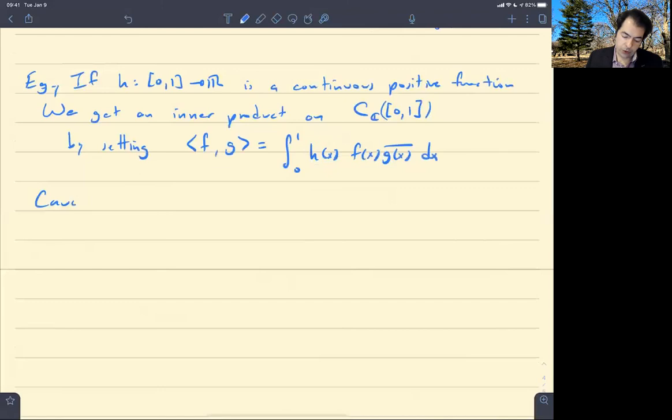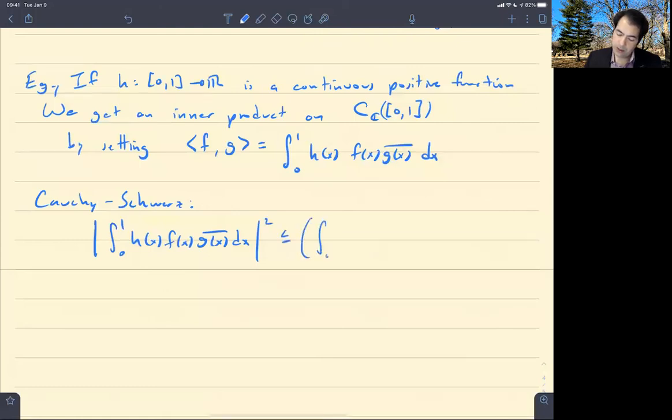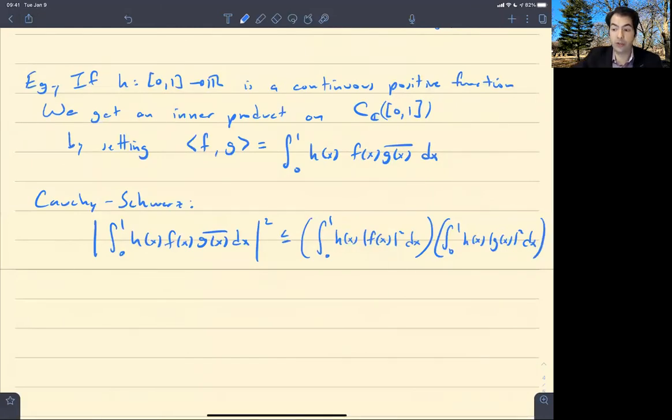And so here, Cauchy-Schwarz, which we've already proven in all inner product spaces. Because this gives you an inner product, you have the Cauchy-Schwarz inequality. And it says, in this case, that the integral of h(x) f(x) g(x), squared, is bounded above by the product of the integral from 0 to 1 of h(x) mod f(x) squared dx times the integral from 0 to 1 of h(x) mod g(x) squared dx. So there you go, another particular case.